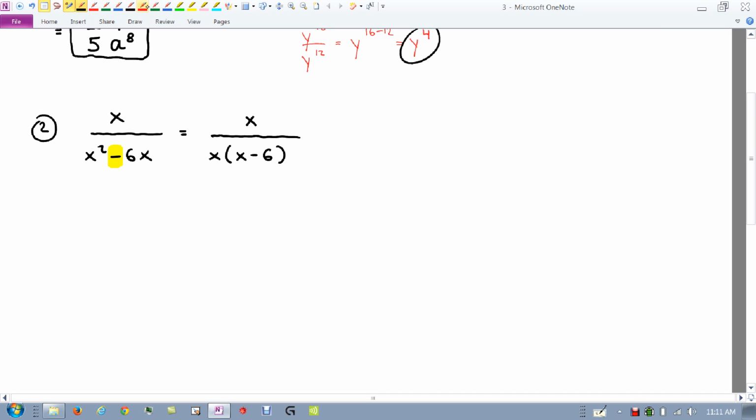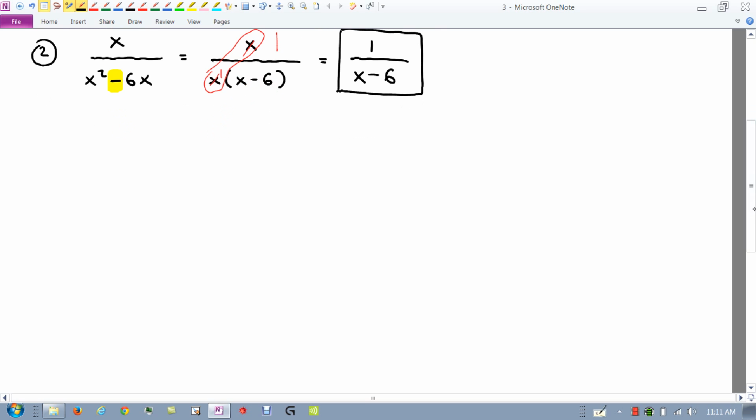And now what I can do is figure out what x over x is. Well, anything divided by itself is 1. So we're going to be left with a 1 on top, and then of course a 1 here when these cancel, but I don't need to write the 1 on the bottom. So I'll just be left with 1 over x minus 6. I don't need it in parentheses because it's the only expression there, so just leave it. That's it. Okay, number 3.